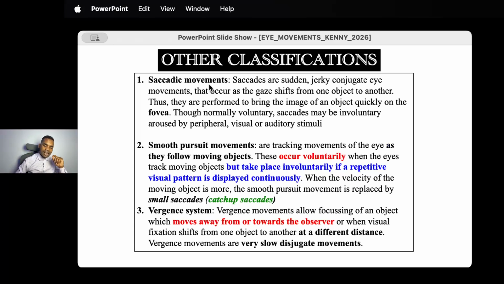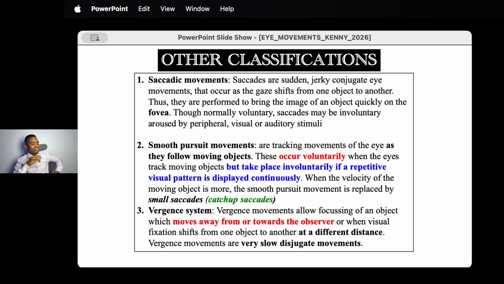Number one is called saccadic movement, also known as saccades. These are the sudden, jerk-like movements of the eyes, and these are the fastest movements that your body can make, and it's through the eyes. This saccadic movement is when the eyes are moving at a very high speed to capture an object of interest.